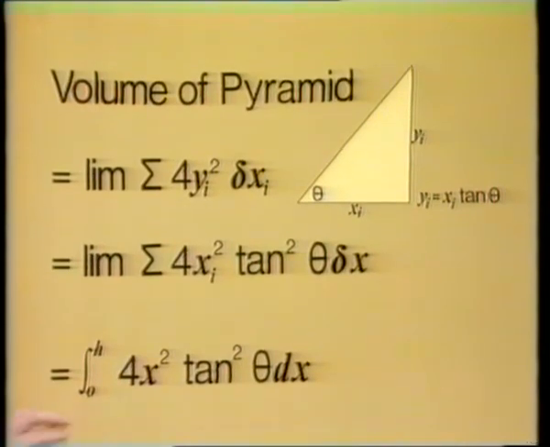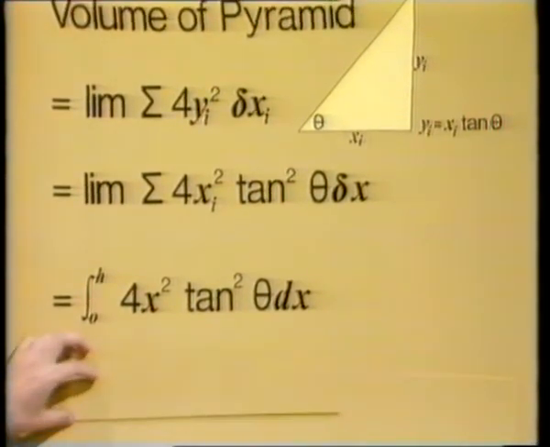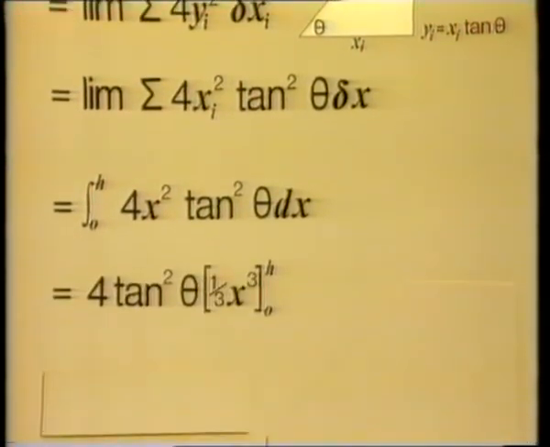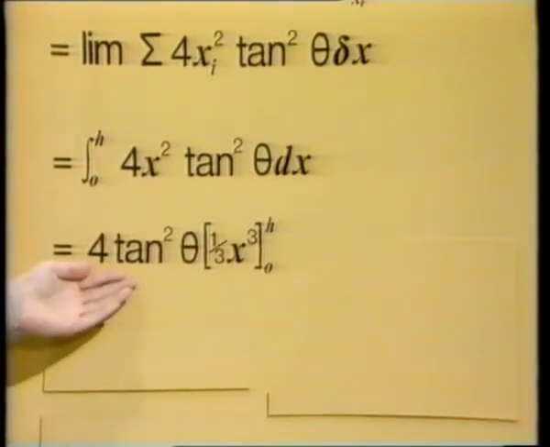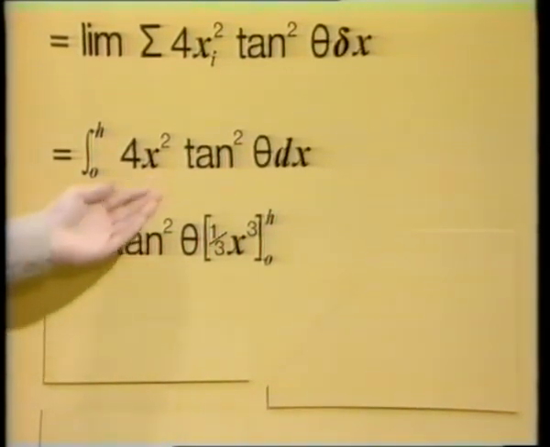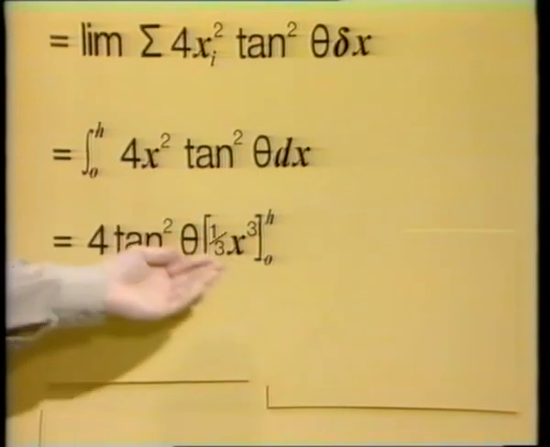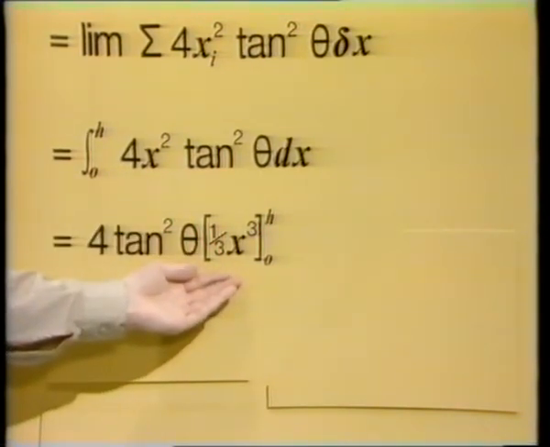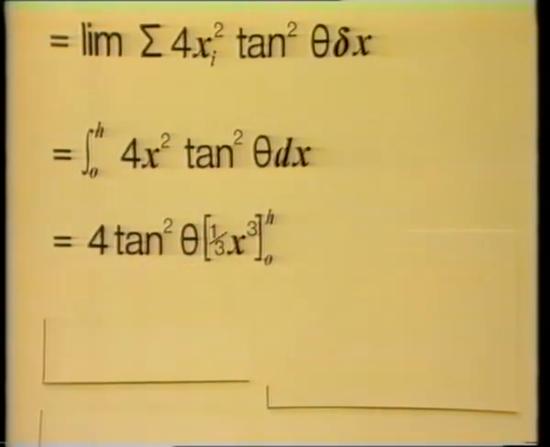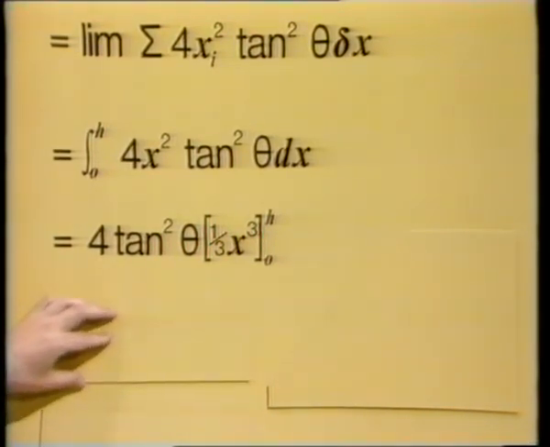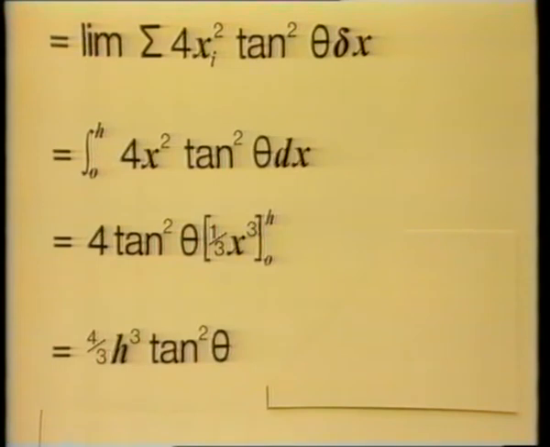Now, we can evaluate that integral, and as before, 4 tan squared theta is just a constant, and x squared has primitive 1/3 x cubed. Evaluating this from x equals 0 to x equals h gives this expression as the volume of the pyramid.